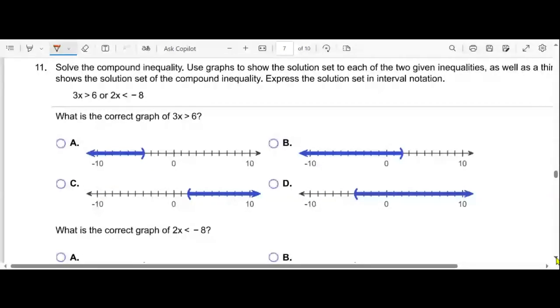Yeah, who wants to read number 11? I will read it, doctor. Go ahead. Who wants to read number 11? Yes.